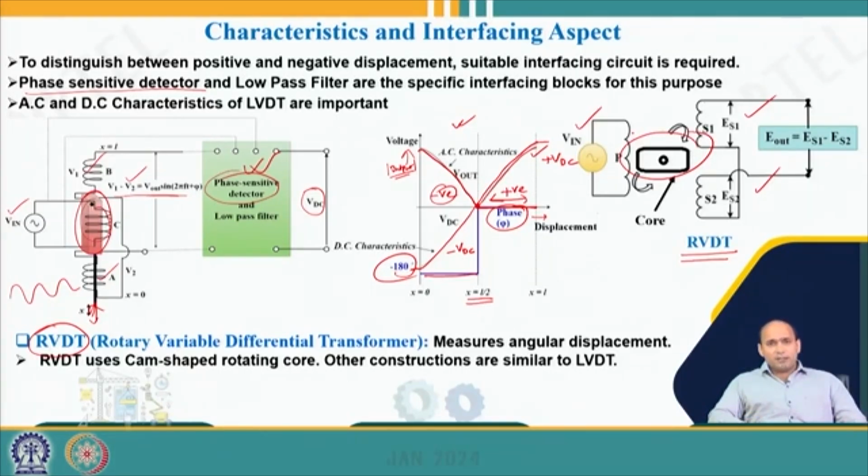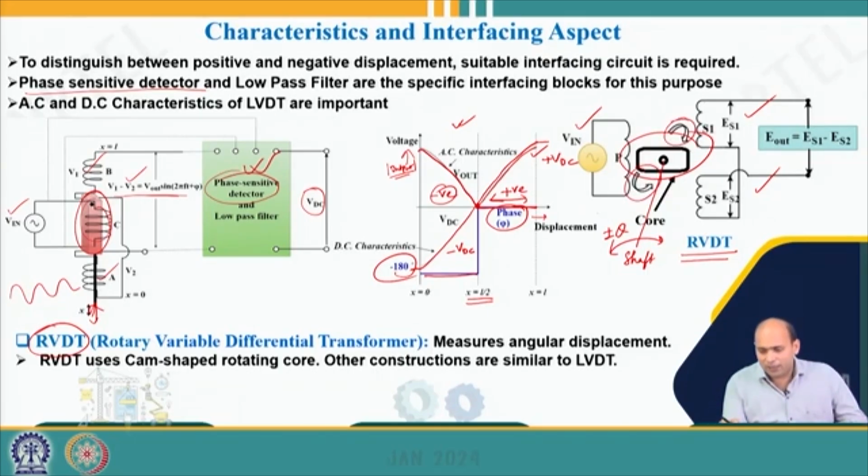Why is it different? Because in case of an RVDT, I need to measure some angular displacement. So you can consider this is connected to some shaft which is moving at some plus minus theta angle, and depending on that, my core will also be moving either clockwise or anti-clockwise.